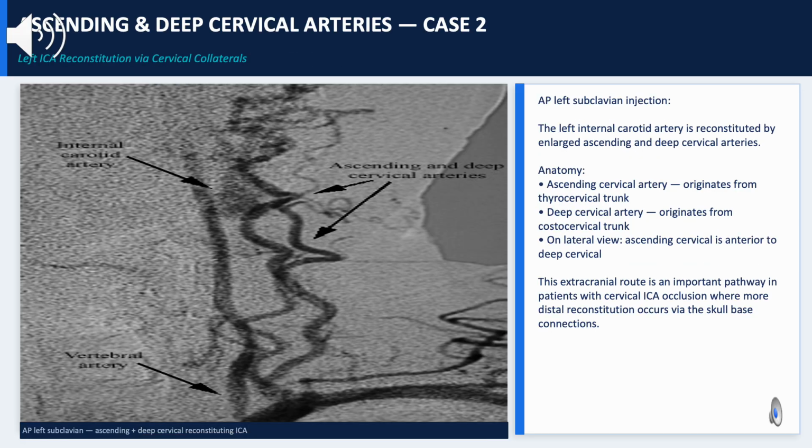Case 2 of ascending and deep cervical collaterals teaches the anatomic distinction that is essential for subclavian angiography interpretation. The ascending cervical artery arises from the thyrocervical trunk, while the deep cervical artery arises from the costocervical trunk, two separate subclavian artery branches. On the lateral view, the ascending cervical is anterior and the deep cervical is posterior, making them readily distinguishable. When both are enlarged as vertebral collaterals, their origins from separate trunks means they are separately addressable.